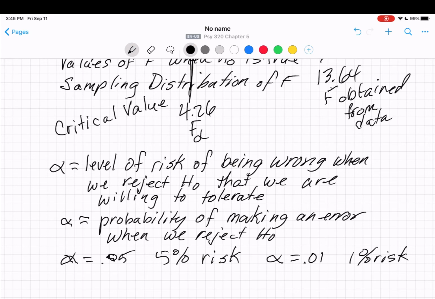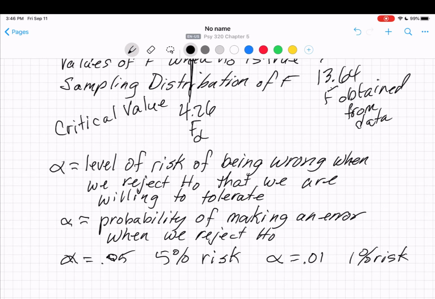All right, so now I want to talk about, this was the general idea of the sampling distribution of F, and sort of how we get to our critical value. Now, statisticians have created statistical tables to tell us these values, like the 4.26, to use in our decision rules, and it's based on the idea of what you would expect when the null hypothesis is true, but it's also based on characteristics in our data.